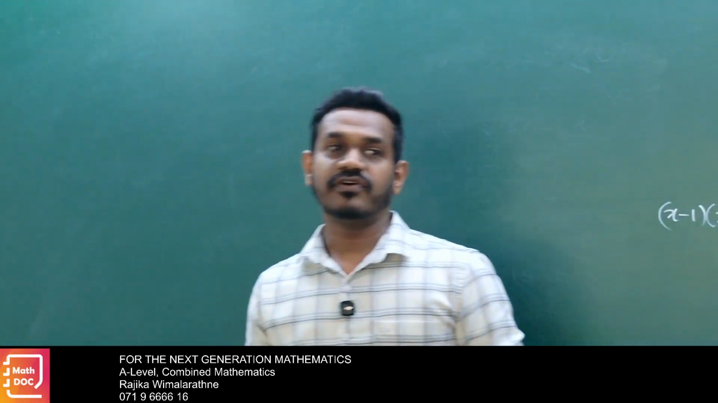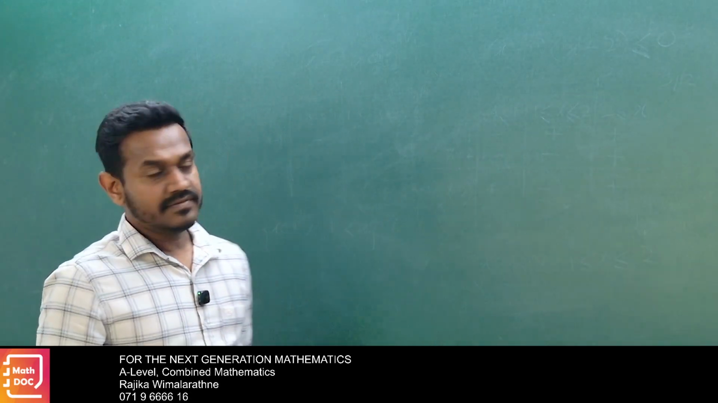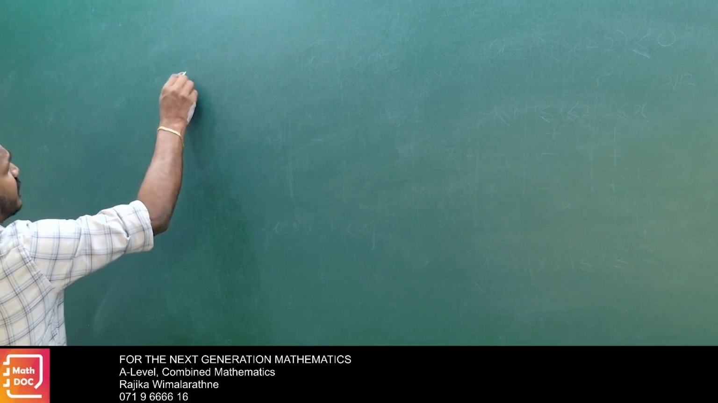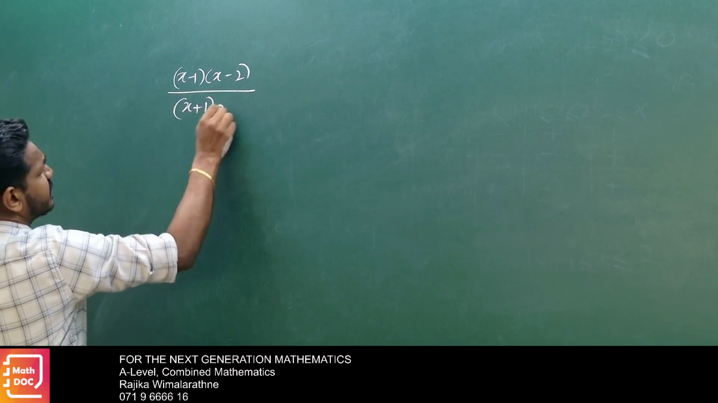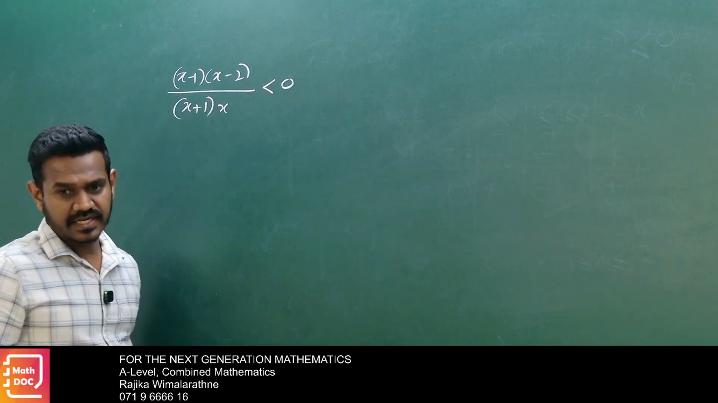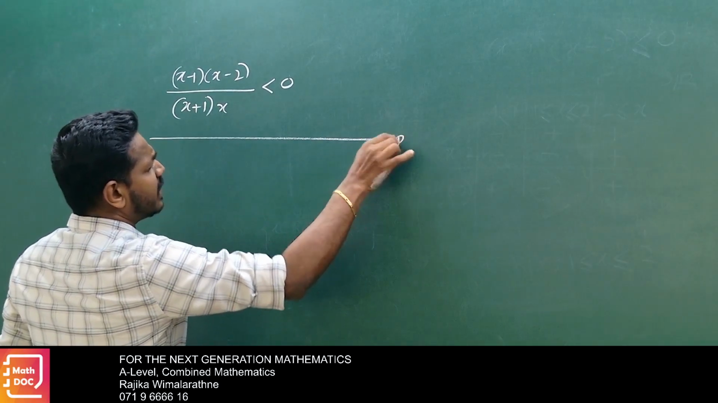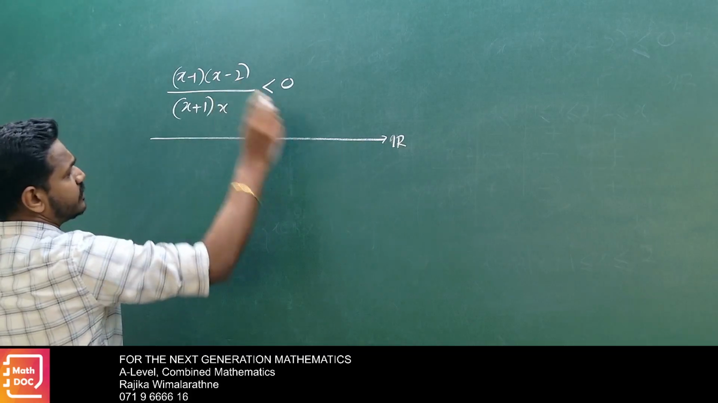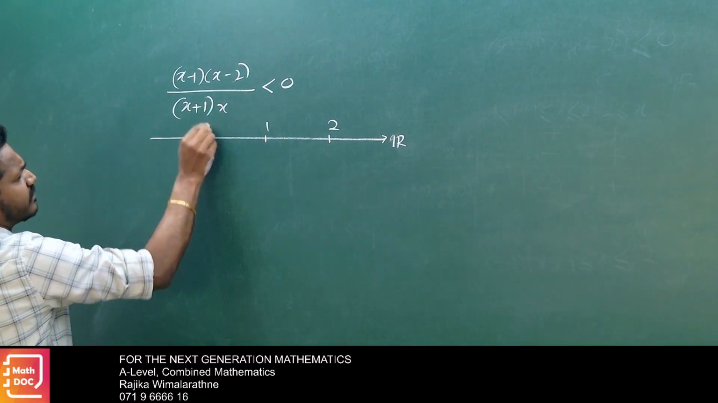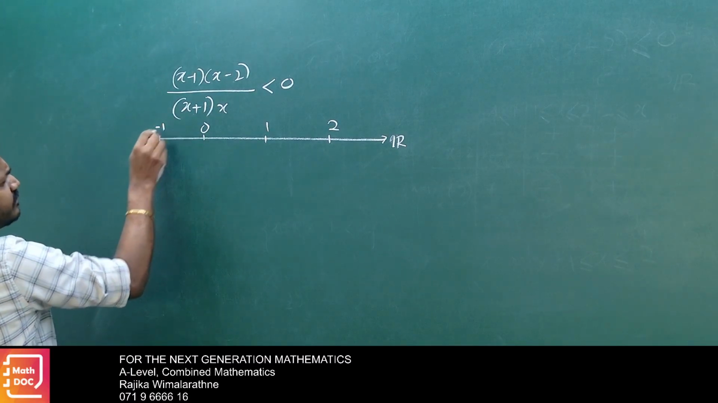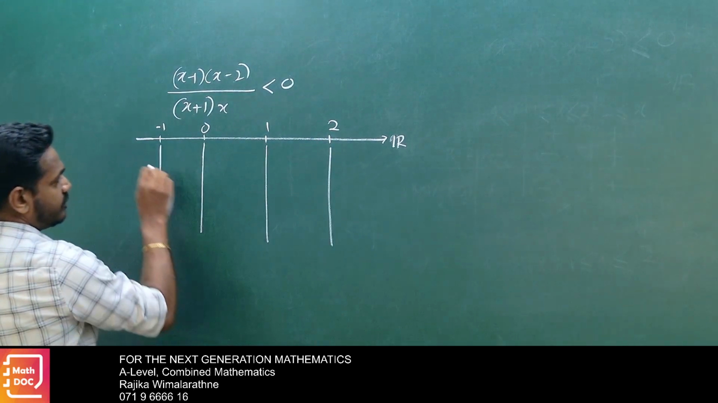Now let's see how to do rational inequalities. You can follow the same thing. Check this: x minus 1, x minus 2, over x plus 1 times x, less than 0. Here is the real number line, mark the zeros here. Here 2, here 1, here 0, and here minus 1. Likewise mark them. Then corresponding to that, you get a table.